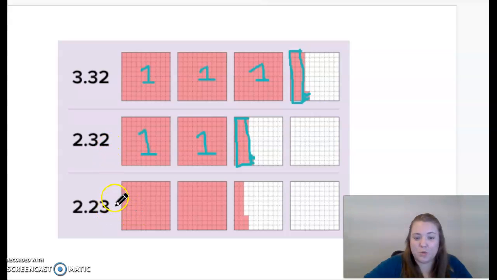For 2 and 23 hundredths, we have 1, 2 shaded in, 10, 20 hundredths, 21, 22, 23. So we can clearly see here that 3 and 32 hundredths is going to be the largest, and then 2 and 32 hundredths, and 2 and 23 hundredths.